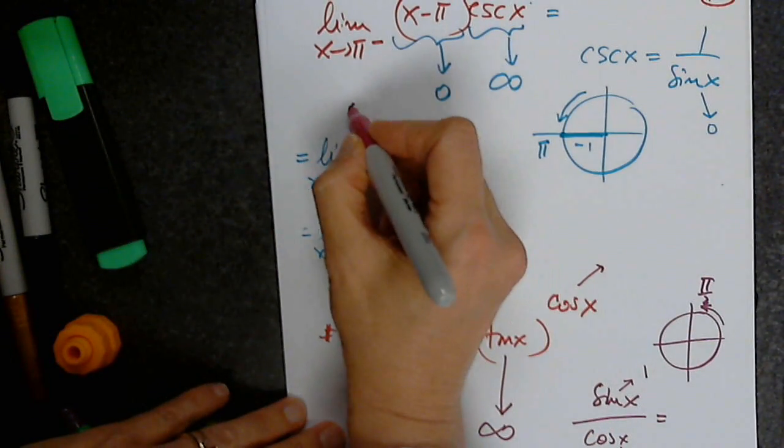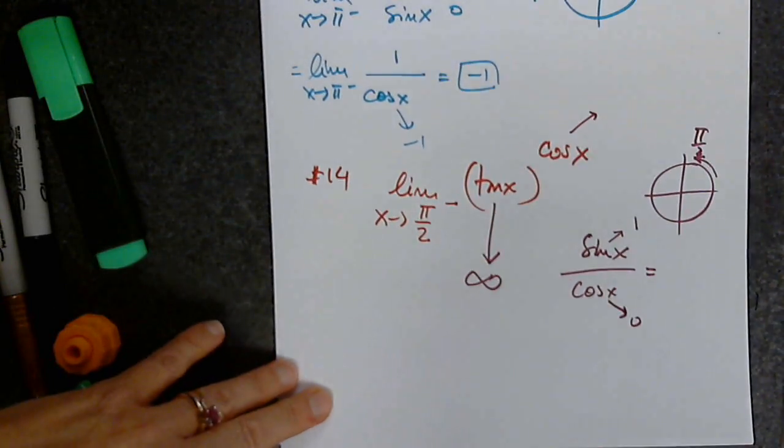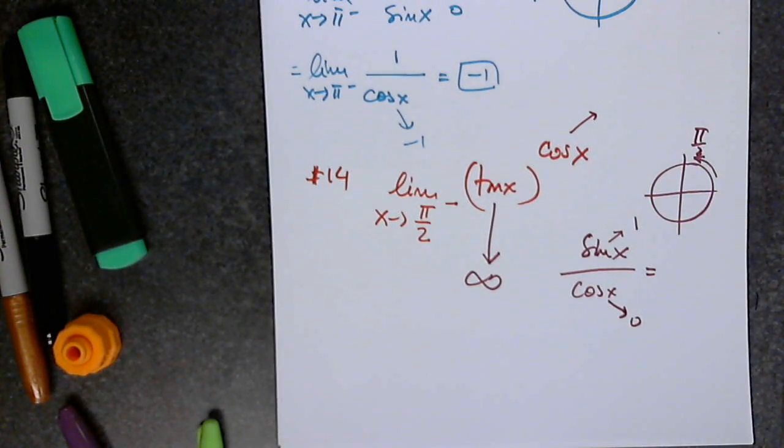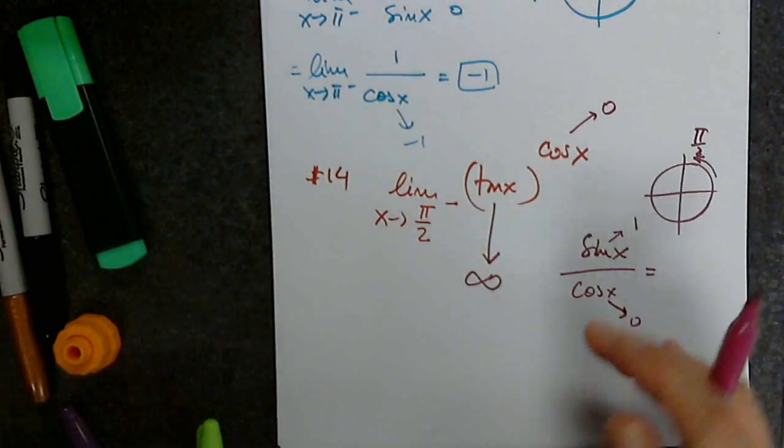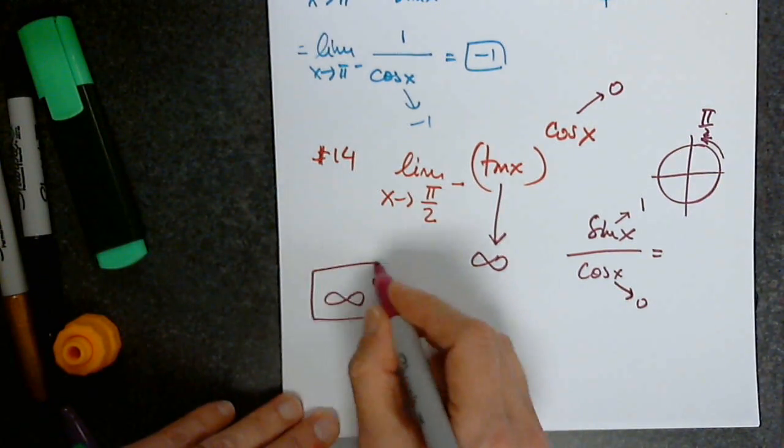Okay, what about cosine? So this is 0 times infinity. I should have boxed it in for everyone to see. So where does cosine go? Yes, cosine goes to 0. This is one of the most difficult situations to work with.